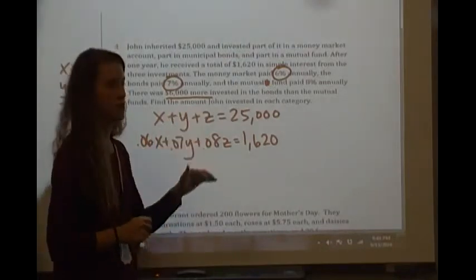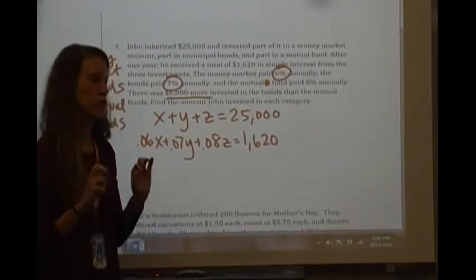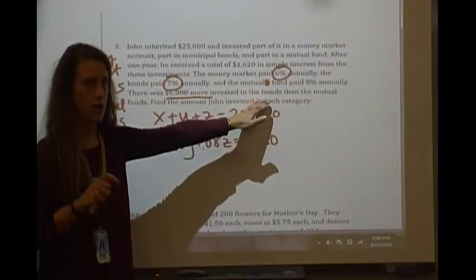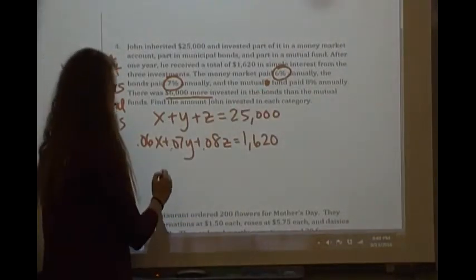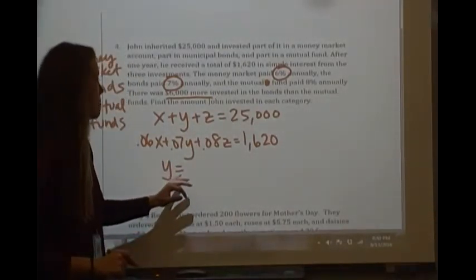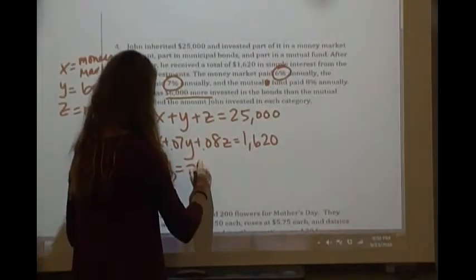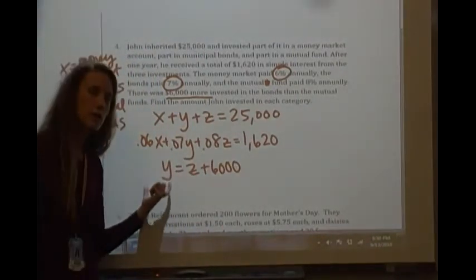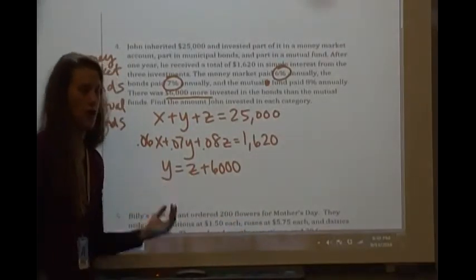But I usually like to take a step back for a second and ask myself, so which one is worth more? If there's $6,000 more in the bonds, then the bonds is going to be bigger. So my bonds was my y, and so that's equal to the mutual funds plus $6,000. So the mutual funds were z plus $6,000. So that's how I have to think of it. As I know that there's going to be more money in the bonds, so I take the smaller one and I add the $6,000 to it to show that that's more money.